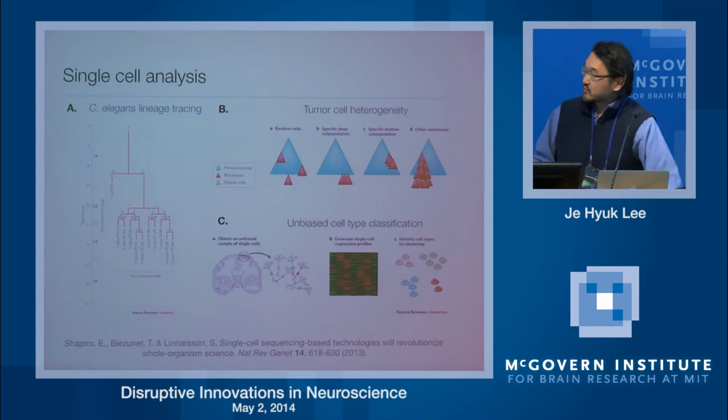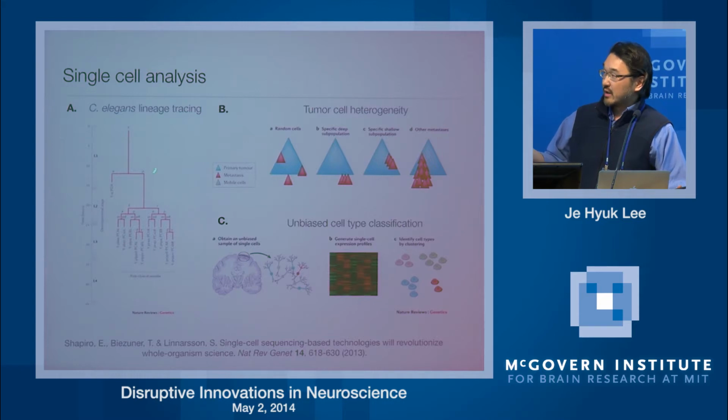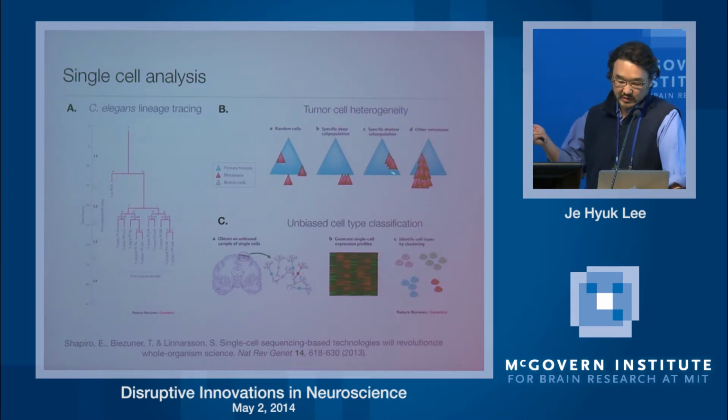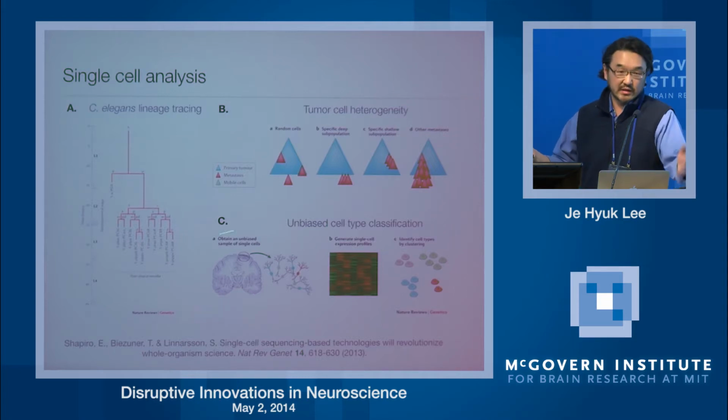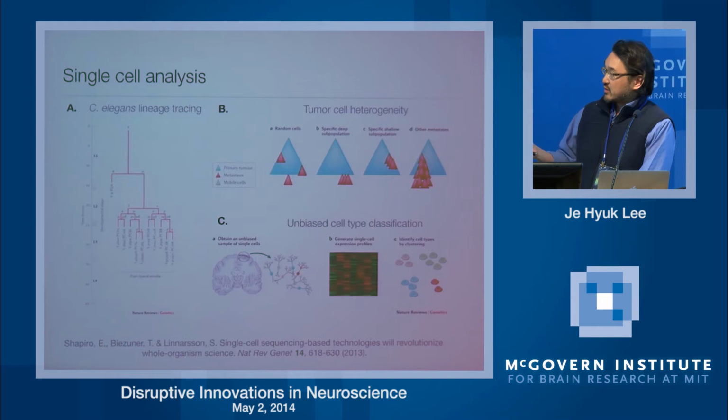And this really isn't a problem if you're studying a small number of cells for lineage tracing in simple model organisms such as C. elegans. But for many other problems, such as tumor cell heterogeneity in mammalian organisms, or if you're interested in unbiased cell type classification of, let's say, the human adult brain that contains over 100 billion cells, the current throughput really isn't adequate.